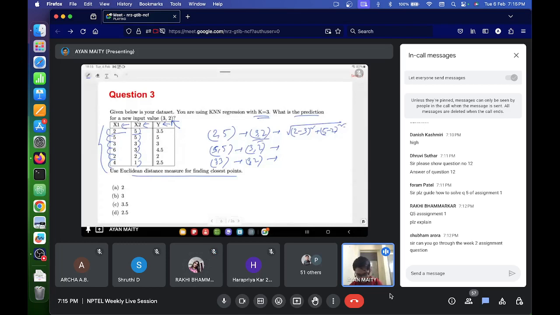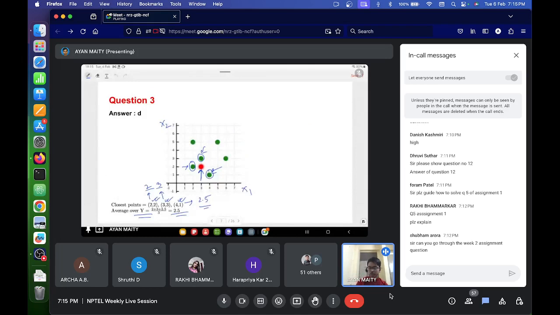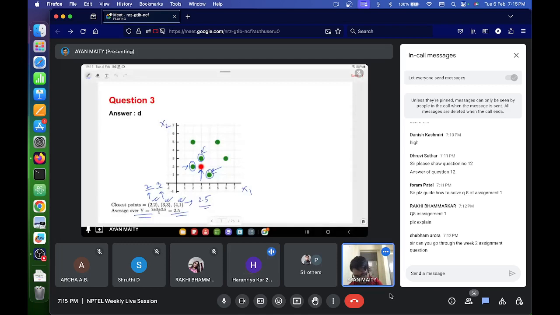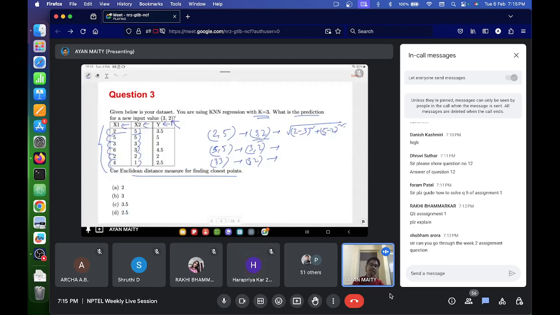If you just plot it, it will be easier to understand. You can also use the Euclidean distance method to compute the distances. So sir, after Euclidean distance, we have to calculate the mean of the nearest points, right? Yeah, the 3 closest points, and take the average of the y values of those 3 points. Only the y values of the 3 points? Yes, you have to find out the y value for the new point, so obviously you will take the average of the y values of those 3 nearest points. Okay, okay.